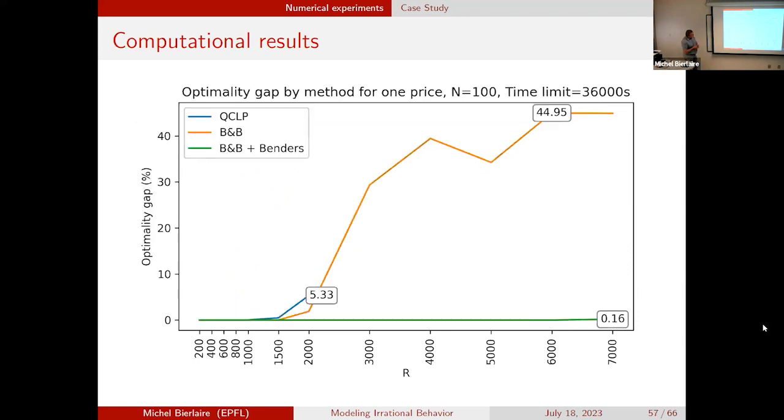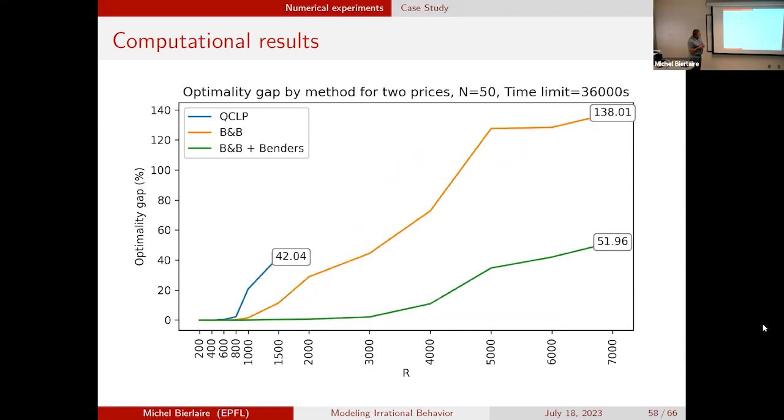Now, if you look at the optimality gap, this is also very good news because we are basically able to solve it almost to optimality. Remember, we have the lower bound and the upper bound, so we close this gap. Here we are able to close it all the way to 7,000 draws, while here, starting from 2,000 draws, we are not able to find an optimal solution anymore, and Gurobi stops even finding a feasible solution at that point. So we are going in the right direction. This is good news.